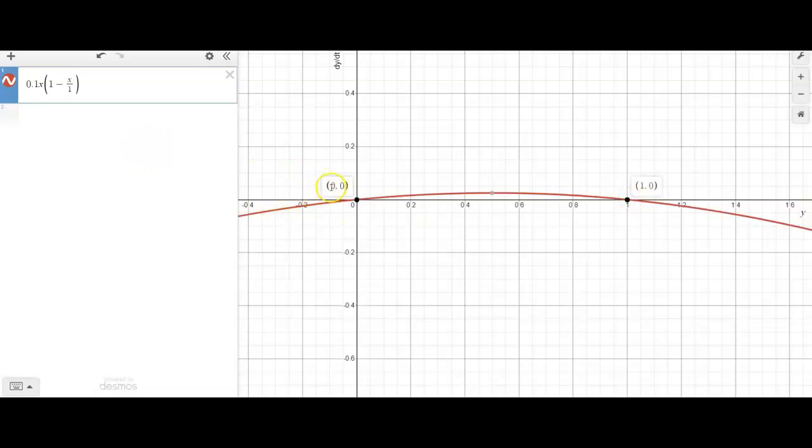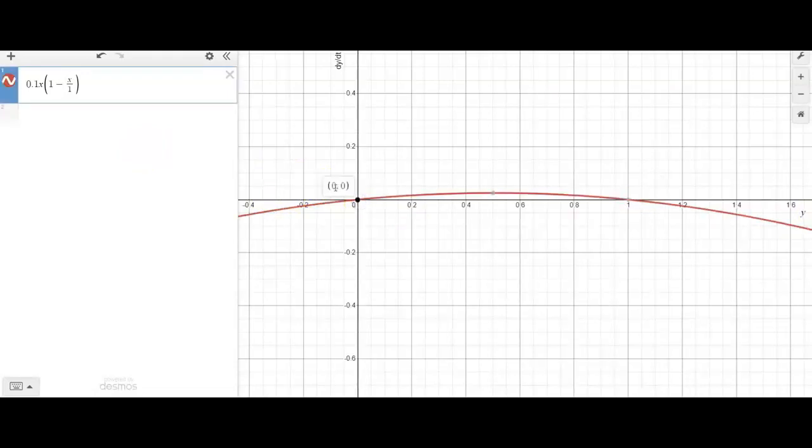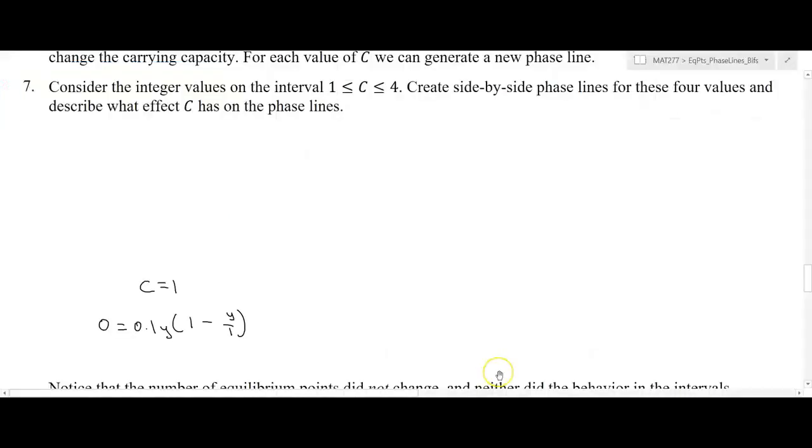So here I can snap to these, and I see that there are 2 points. When y is 0, dy dt is 0. And when y is 1, dy dt is 0. So those are my 2 equilibrium points. This graph clearly allows me to see already that if y is less than 0, I'm going to draw a downward arrow. If y is between 0 and 1, I'm going to draw an upward arrow. And if y is bigger than 1, I'm going to draw a downward arrow.